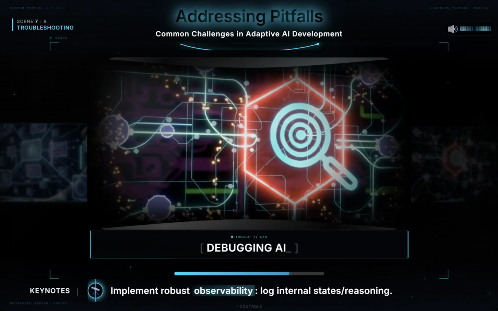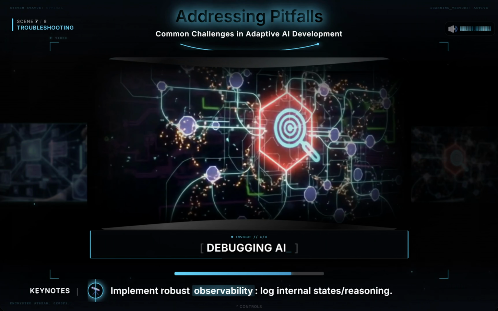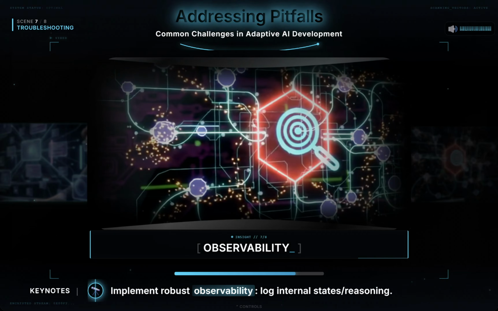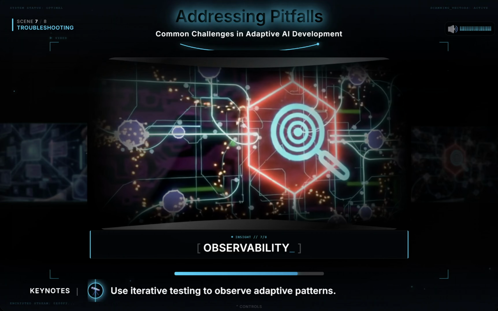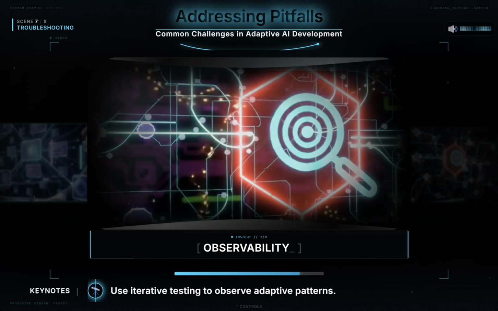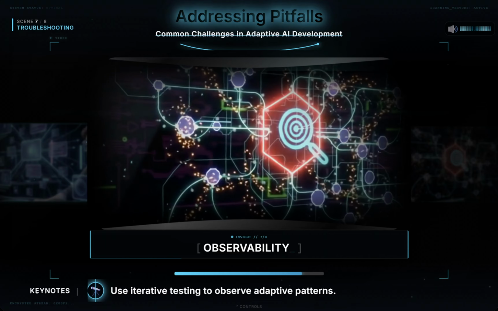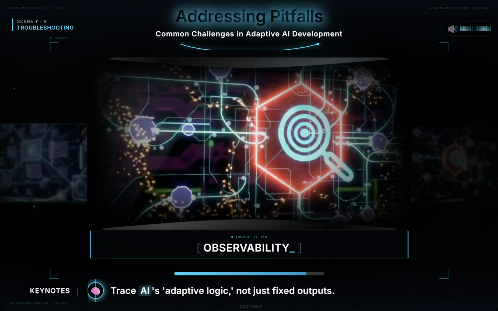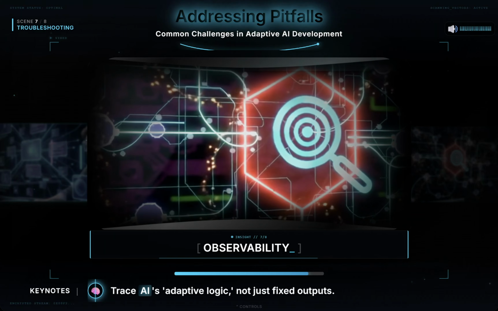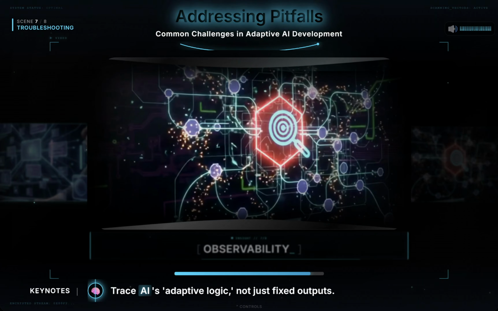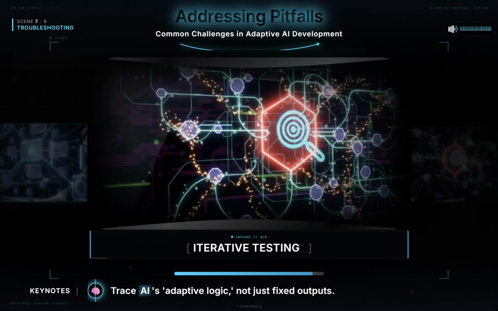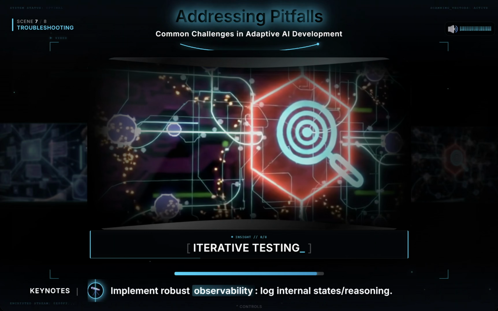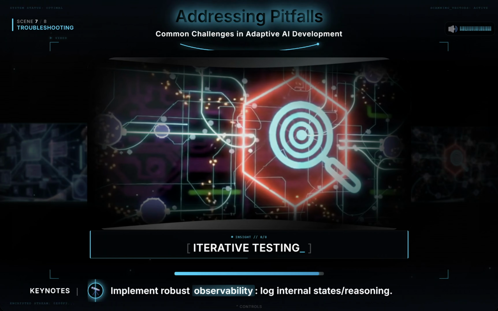The best practice here is robust observability, logging not just inputs and outputs, but also key internal states or reasoning steps the AI provides. Iterative testing, where you tweak prompts and observe how the model adapts over multiple turns, is essential. Think of it as developing intuition for its adaptive logic. Mastering these challenges transforms you from a user of AI into a true architect of intelligent systems. Next, we'll explore something equally vital: how to develop these powerful adaptive AIs responsibly and ethically.